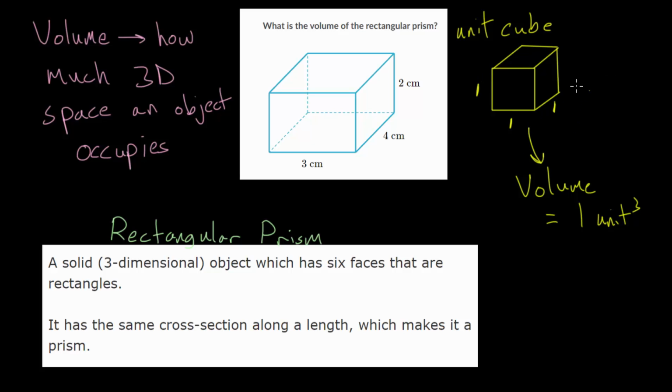But we multiply those together, and you would multiply unit by unit by unit to get cubic units. So again, we're just trying to figure out how many of these unit cubes we can place inside of this rectangular prism. And eventually we'll come up with a formula, but for these problems, you can draw a picture to figure out what's going on.